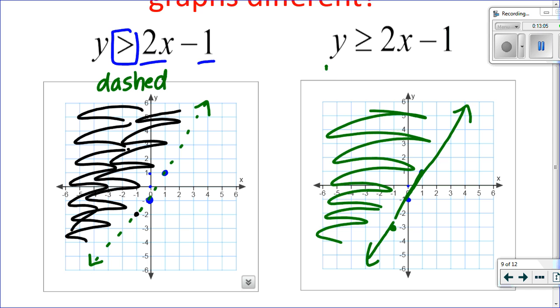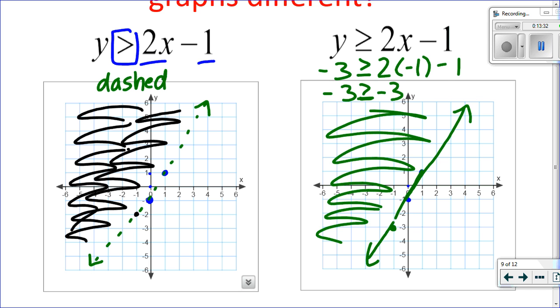Negative 1, negative 3. So negative 3 is greater than or equal to 2 times negative 1 minus 1. Negative 3 is greater than or equal to negative 3. So negative 3 is not greater than negative 3, but negative 3 certainly is equal to negative 3. So that is a true statement. Everything on that line works as a solution.